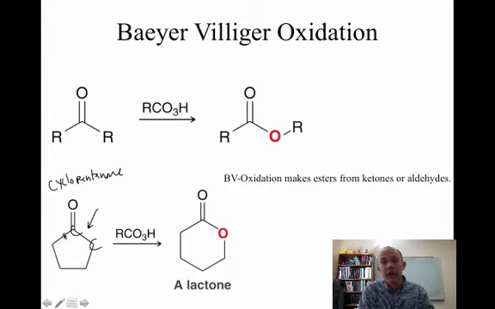What's really important in the Baeyer-Villiger oxidation is to count your carbons. Let's say this has 5 carbons. The product still has 1, 2, 3, 4, 5 carbons, but we stuck an oxygen between carbon 1 and 5, so now we have a 6-membered ring. So be careful when you're drawing the products of your Baeyer-Villiger oxidations.